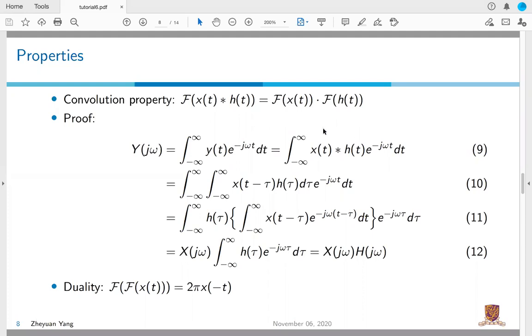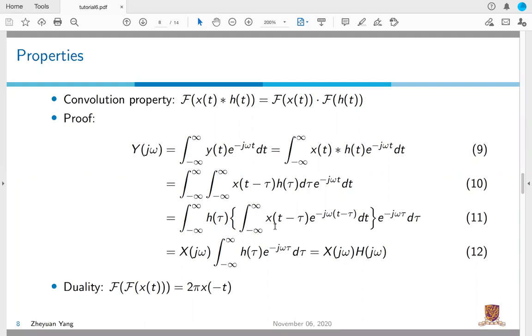We can prove it here. The continuous time Fourier transform of our output signal y(t) is equal to the integral of y(t) times e to the power minus j omega t. And we write down the convolution of x(t) and h(t) as the integral of x(t minus tau) times h(tau) d tau.